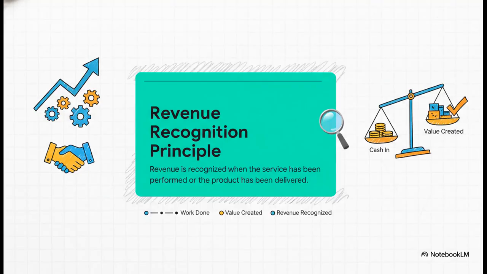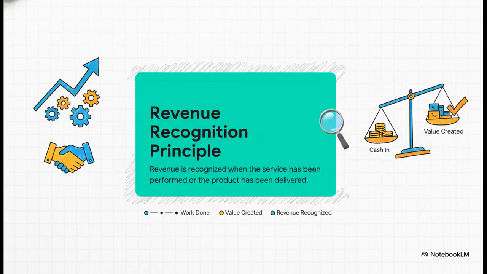Okay, this slide introduces what might just be the most important rule in all of financial accounting, the revenue recognition principle. And it's simple. Revenue is recognized when it's earned, meaning when the service is done or the product is delivered. This is the heart and soul of what we call accrual basis accounting. Now, the alternative is cash basis, where you'd only record revenue when the money actually hits your bank account.